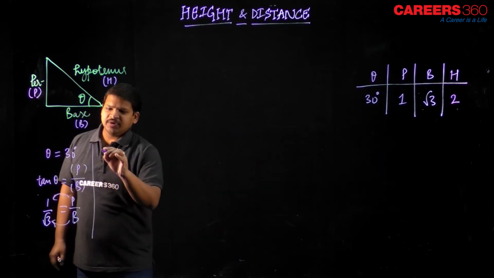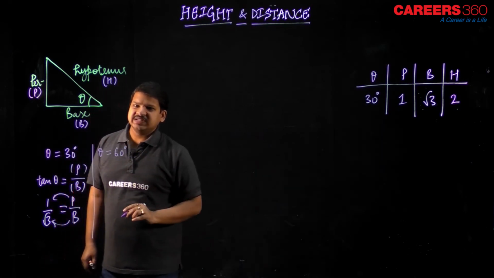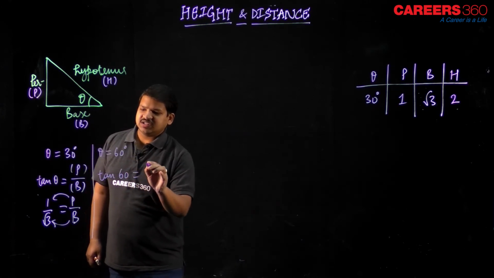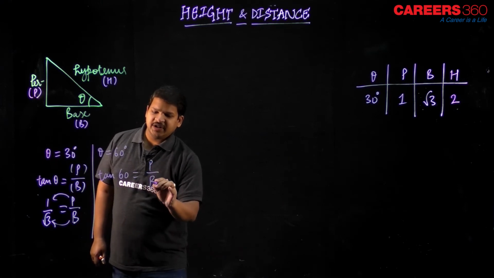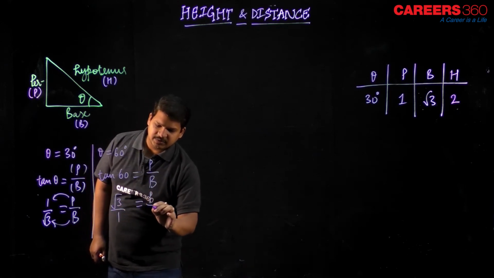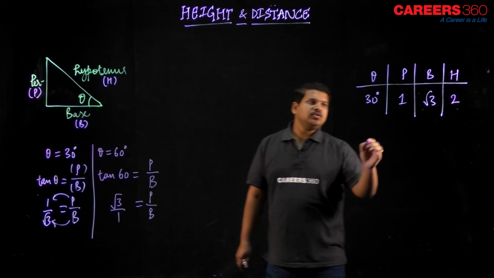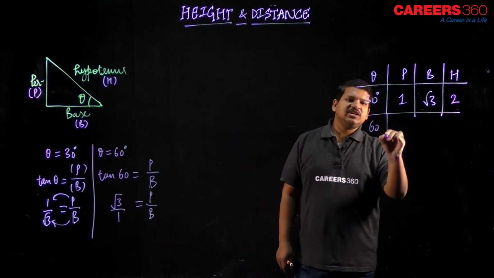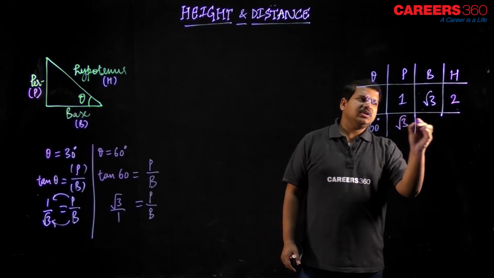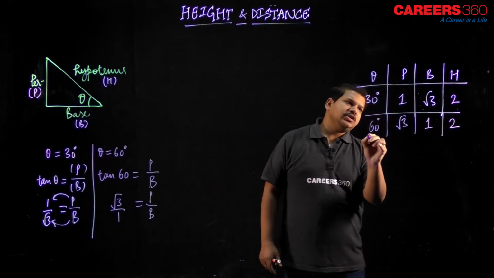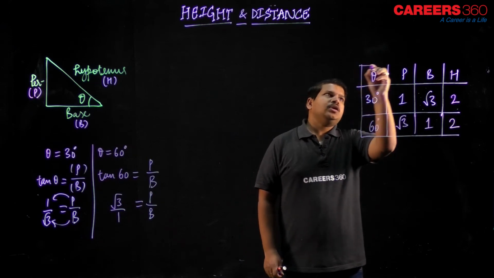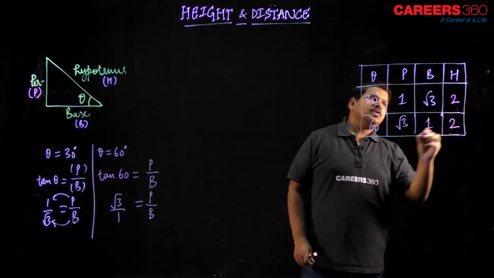Now, coming forward, what if this theta is equal to 60 degrees? Then I can say that tan 60 will be equal to perpendicular upon base, and tan 60 is equal to what? Root 3 upon 1. So this will be perpendicular upon base, and from here I can conclude that if theta is equal to 60 degrees, then my perpendicular would be root 3, base would be 1 and the hypotenuse will be 2 only, right? So this table will help you a lot in order to solve questions, right?